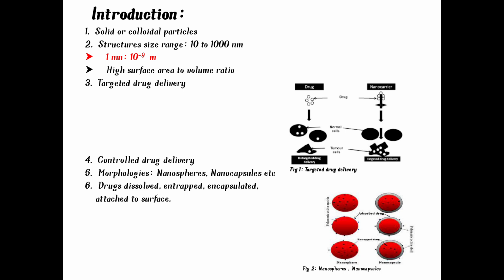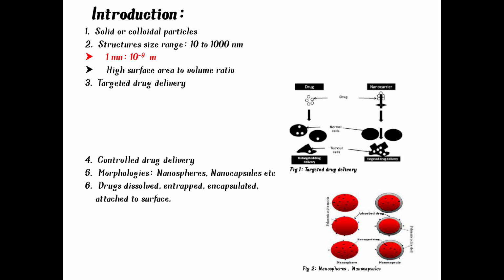Nanoparticles in drug delivery basics. So here we know nanoparticles are solid or colloidal particles and their size ranges from 10 to 1000 nanometers. One nanometer is equal to 10 to the power minus 9 meter. That means a nanometer is one billionth of a meter, which means they are very small particles. So the smaller the particle, the more the surface area.